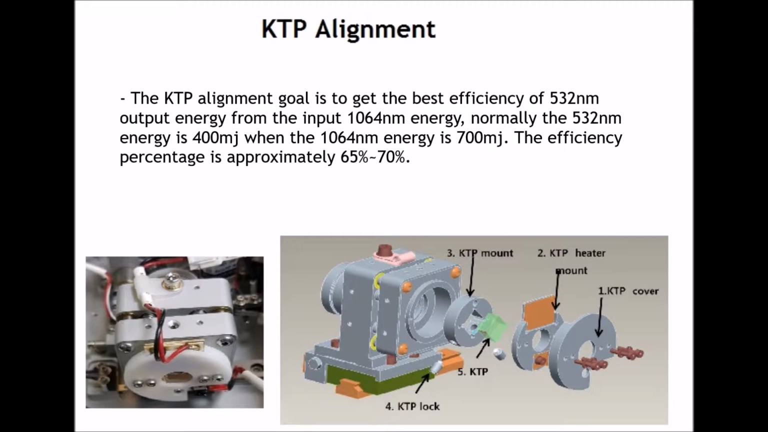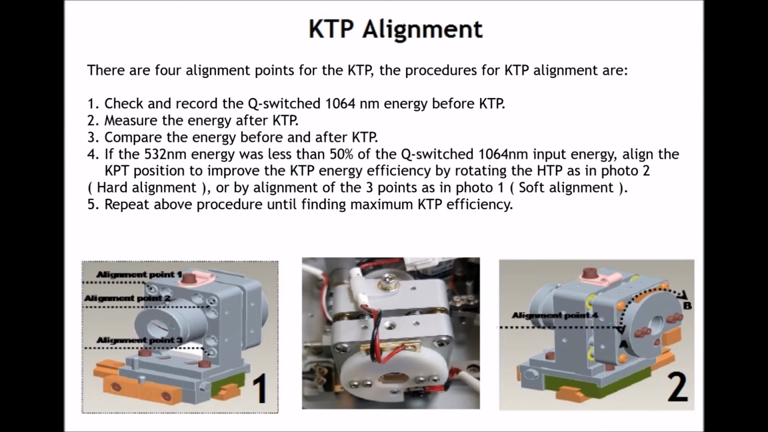KTP alignment. The KTP alignment goal is to get the best efficiency of 532 nanometer output energy from the input 1064 nanometer energy. Normally, the 532 nanometer energy is 400 millijoule when 1064 nanometer energy is 700 millijoule. The efficiency percentage is approximately 65% to 70%. There are 4 alignment points for the KTP.